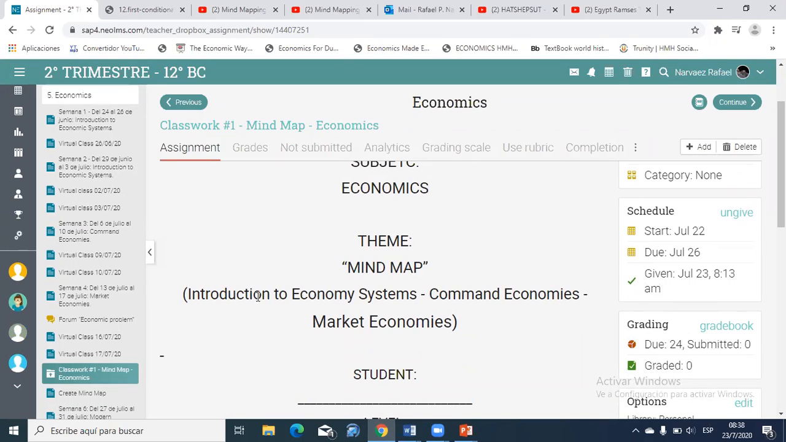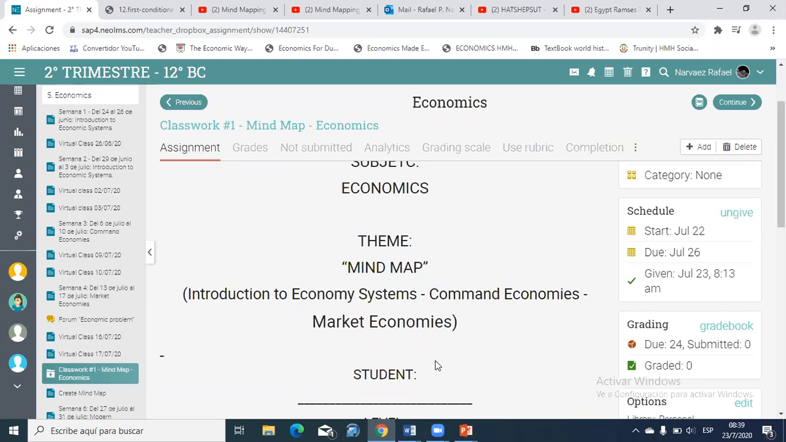The first one, remember, the introduction to the economic system, where we talked about the 3 main economic systems, and we spoke in that topic more deeply about the traditional economy, right? And the second topic was the command economies, and we spoke about different things about command economies, guys. So everything has to be in that mind map.